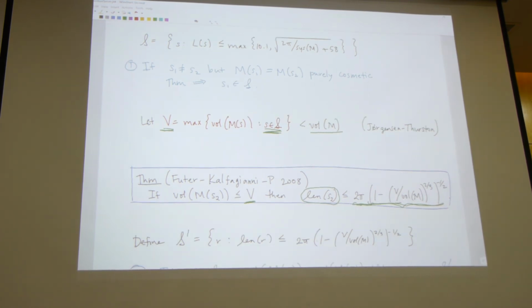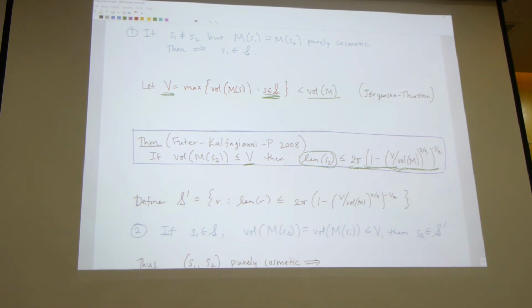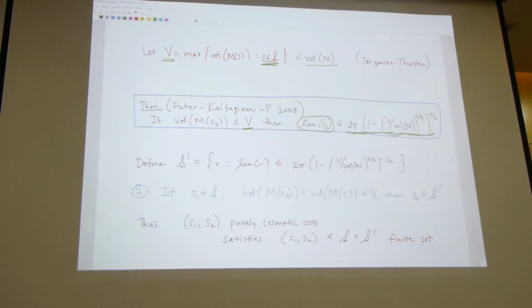We define S prime to consist of all slopes R whose length is bounded above by this value coming out of the volume bound theorem. It follows that if S1 lies in curly S and the volumes of S1 and S2 agree and are less than or equal to V, then S2 is in S prime. So if S1, S2 is purely cosmetic, then S1 and S2 lie in this finite set consisting of curly S and curly S prime.